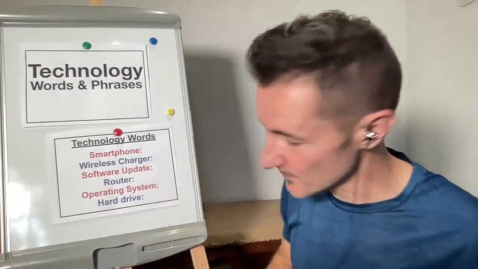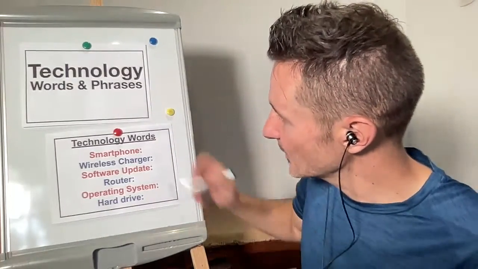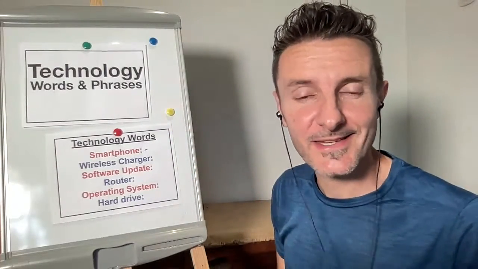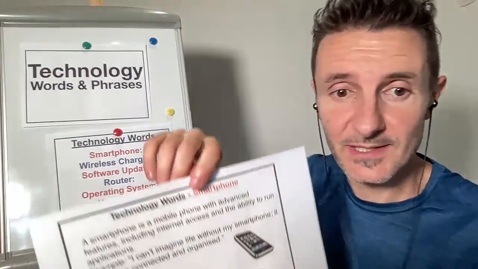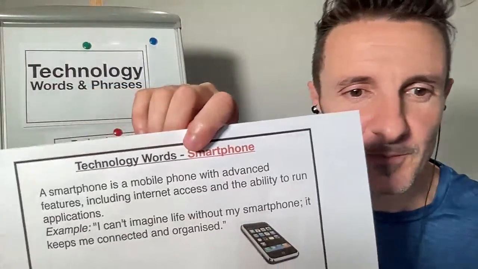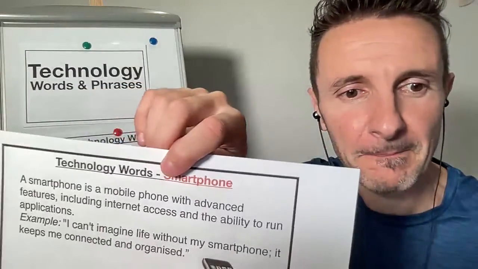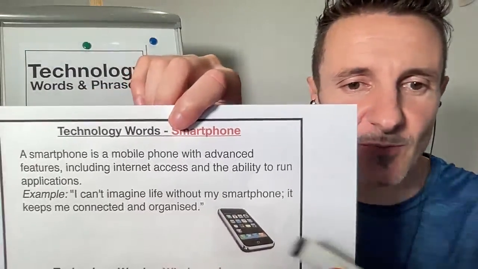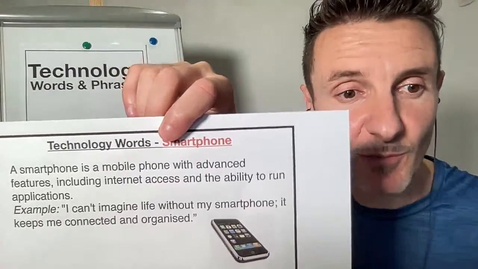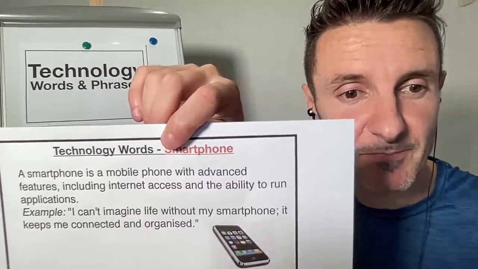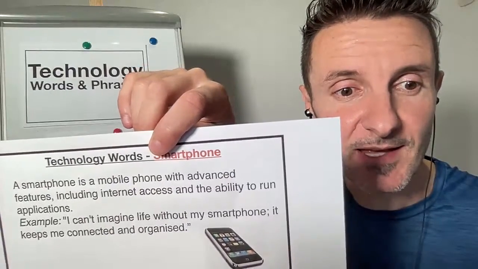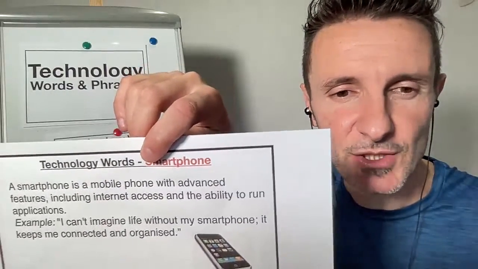Our technology words for today are these. And we're going to start with the first one, smartphone, the one that you guys have used in your sentences. Now, some of you might not know this word, so we're going to cover it today. What is a smartphone? There's a picture of a smartphone over here. A smartphone is a mobile phone with advanced features, including internet access and the ability to run applications.